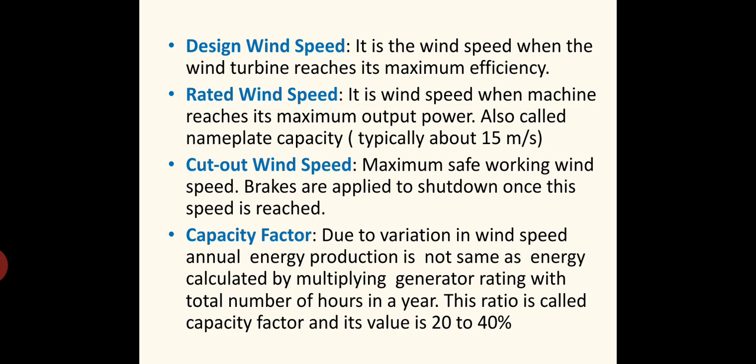But we know that usually the wind speeds are varying, so all the time we won't get the same wind speed. So of course the actual production of power from the wind turbine will be much lesser compared to what we have calculated based on the rated energy output. The ratio of these two is known as the capacity factor. Due to the variation in wind speed, actual energy production is much less compared to the energy obtained from the calculation based on the rated energy output of the wind turbine. This ratio is called capacity factor and its value is usually from 20 to 40%.